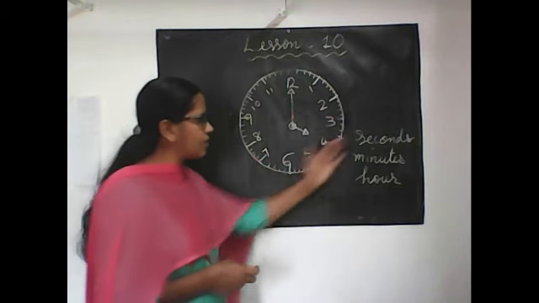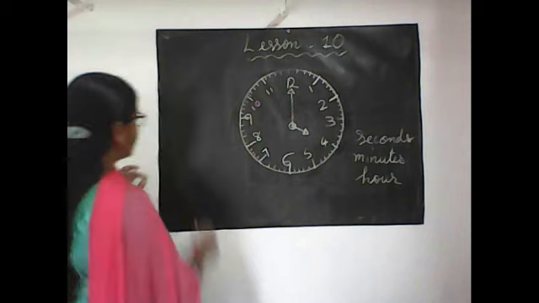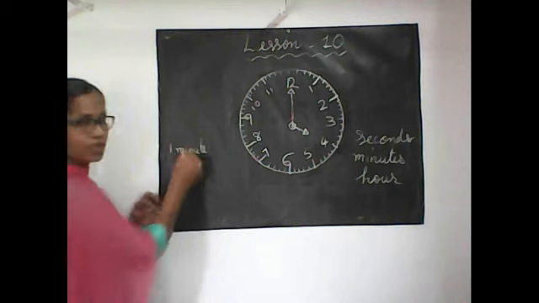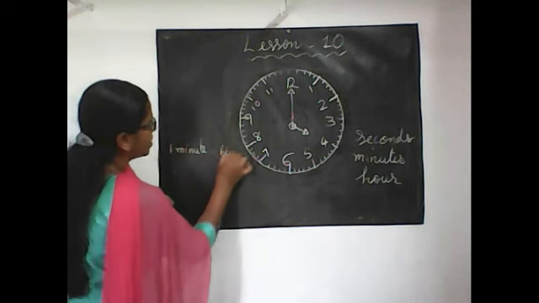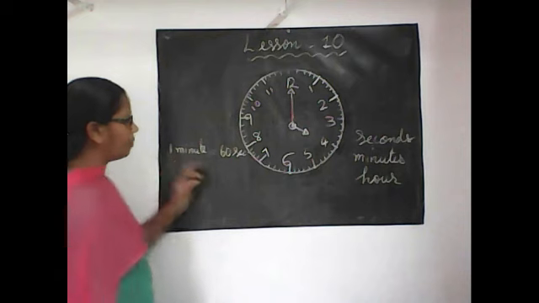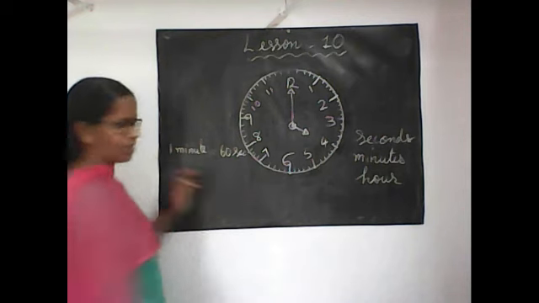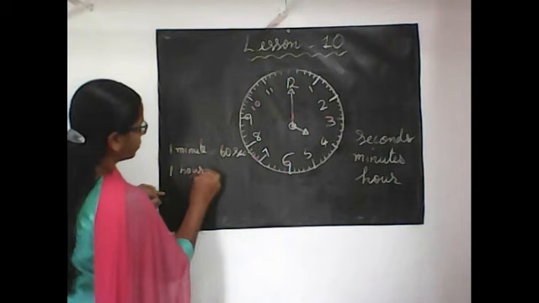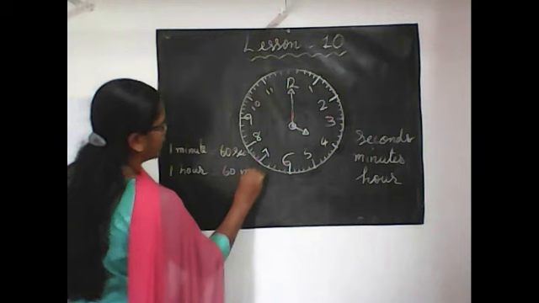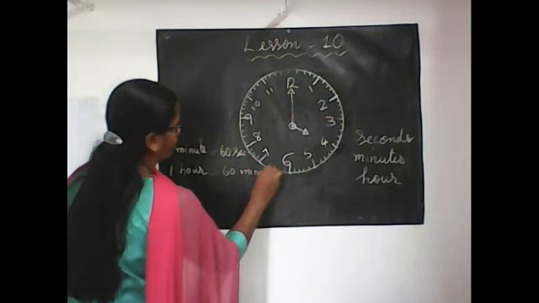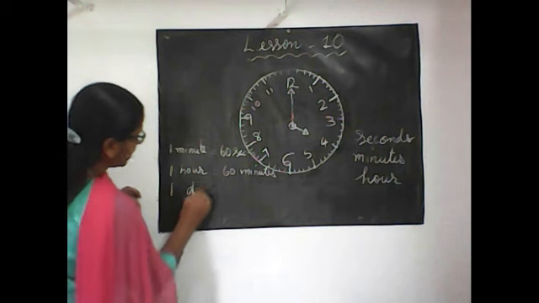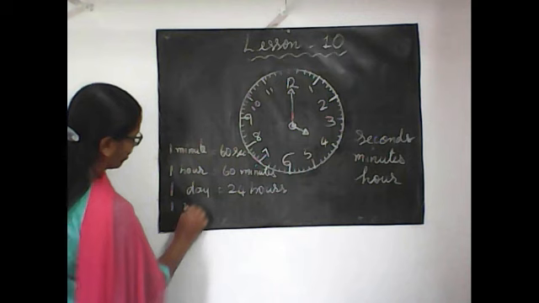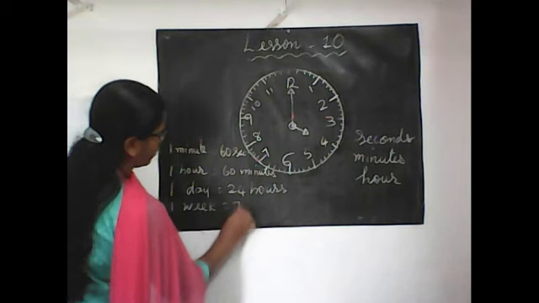Then some more comparison of these units. We should know that 1 minute is equal to 60 seconds. Then 1 hour is equal to 60 minutes. Then 1 day is equal to 24 hours. Then 1 week is equal to 7 days.